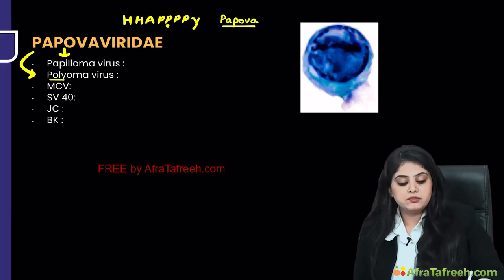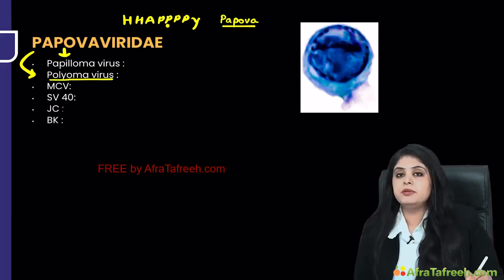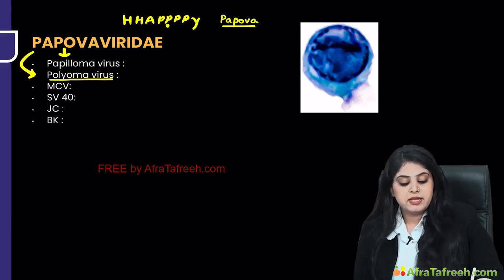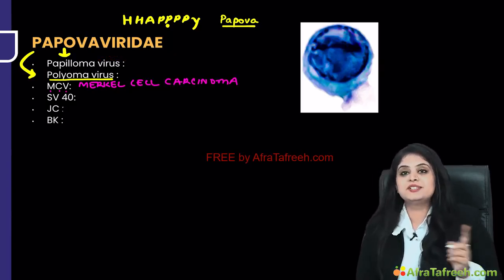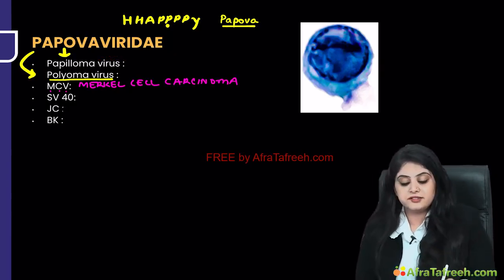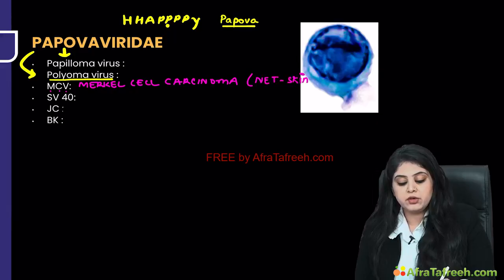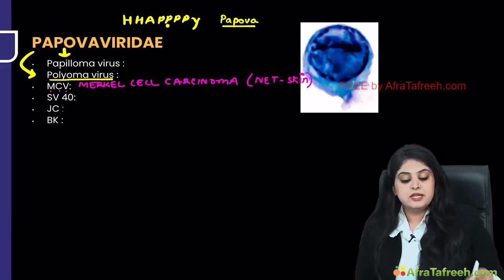What do you have under this, polyoma viruses? Let me give you a brief. In polyoma viruses, MCV. MCV is nothing but Merkel cell virus. So which cancer will it cause? It will cause Merkel cell carcinoma. Very, very simple. Merkel cell virus, Merkel cell carcinoma. What is Merkel cell carcinoma? It is a neuroendocrine tumor that occurs in the skin. I have taught you this in pathology also.